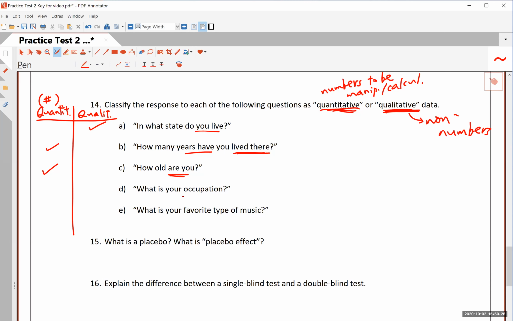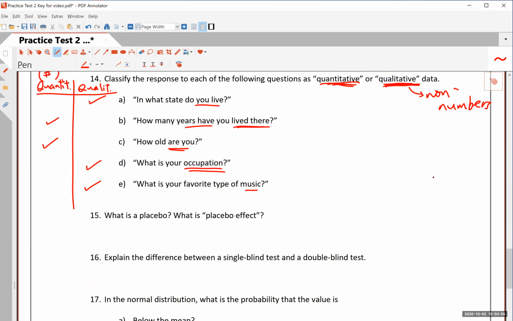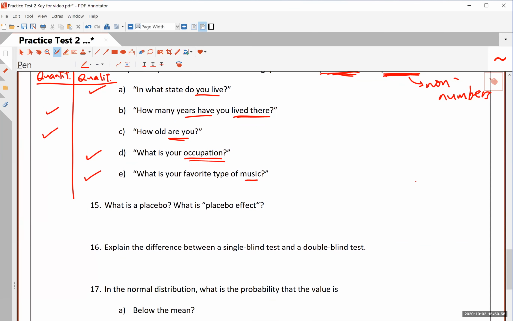What is your occupation? All right, so what do you get when you divide a nurse and a policeman and a teacher by 3? Well, you can't do that, right? So that's qualitative. And then what is your favorite type of music? Okay, you can again take classical and pop and jazz and rock and divide it by 4. And you have indie music or whatever. No, you can't do that. So that's qualitative. All right, so that should be pretty straightforward. Okay, no problem. I'm not going to say anything more here.